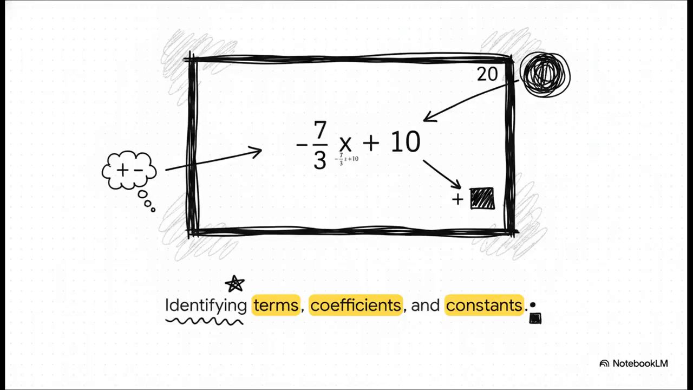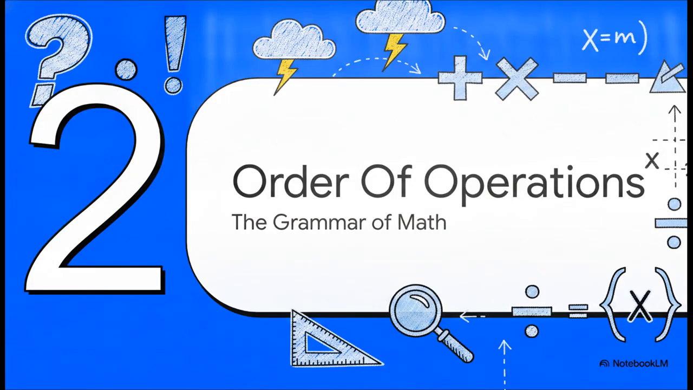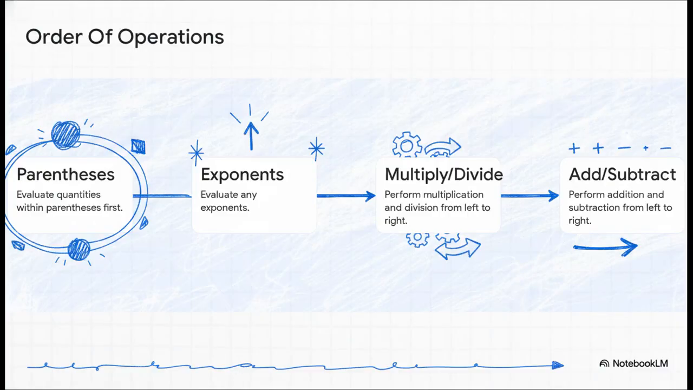No surprises there. Moving right along to part two, the order of operations, essentially the grammar of math. So if expressions are the phrases of our new math language, the order of operations is the strict set of grammatical rules telling us exactly how to read them. Think of this as an unbending hierarchy. You have to evaluate things step by step. You handle parentheses first, then your exponents. After that, you break any ties between multiplication and division, or addition and subtraction, by simply reading left to right. This isn't just a polite suggestion, guys. It is the absolute bedrock of algebra.